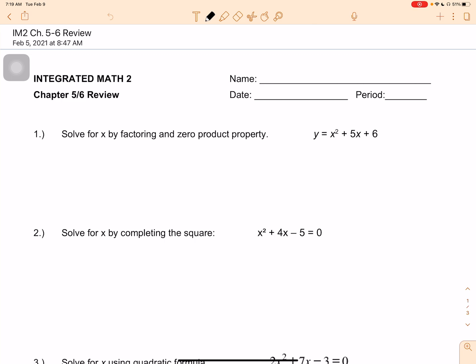So I'm going to be going through these relatively quickly just for sake of time. So make sure that you are pausing the video throughout so you don't fall behind, okay?